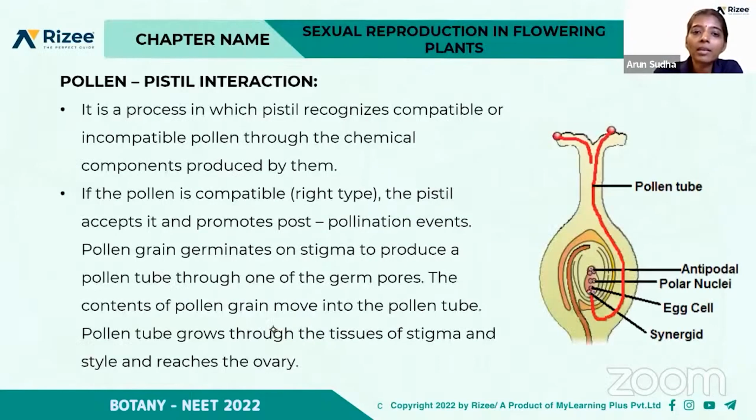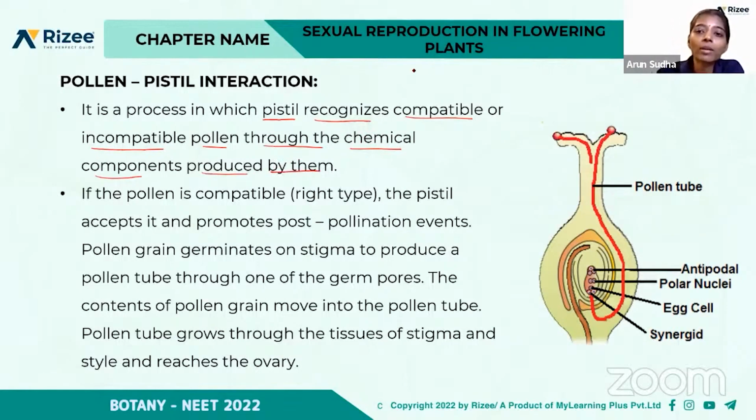So first, under pollen-pistil interaction. What do you mean by pollen-pistil interaction? That is, the interaction that exists between the pollen and the pistil, right? It is a process in which the pistil recognizes the compatible or incompatible pollen through the chemical components produced by them. So what do you mean by this? Compatible or incompatible pollen, right?